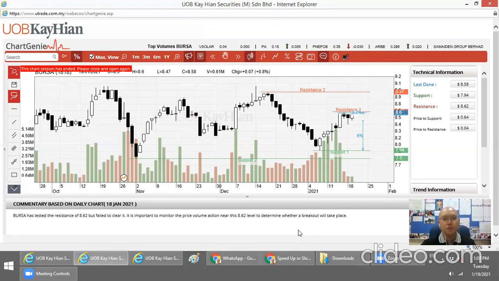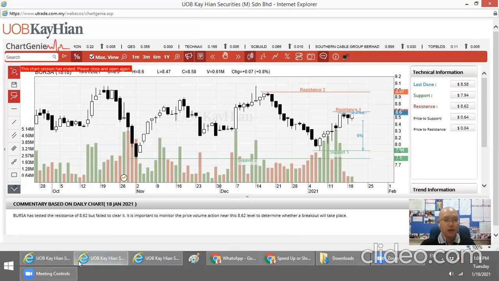And another way to see the Chartgenie is this. What does it mean when the price breaks resistance? If the price breaking the resistance is going upwards, it means what? It's a bullish indicator. It means that the stock is bullish right now. If it can break resistance 1 or 2, it means that it's a really, very strong bullish stock. But if the stock breaks the support, it means what? A little bit bearish for the share.